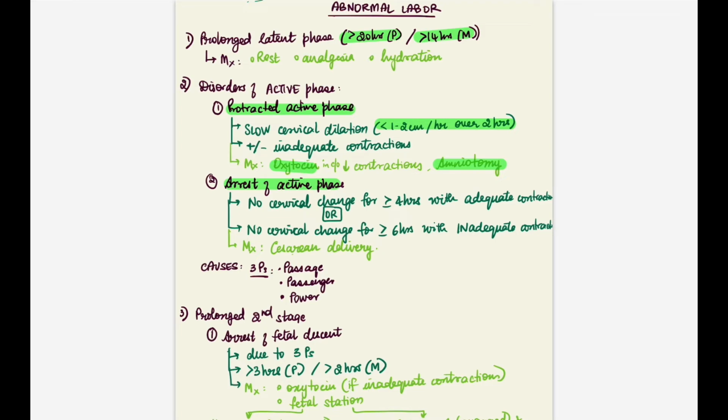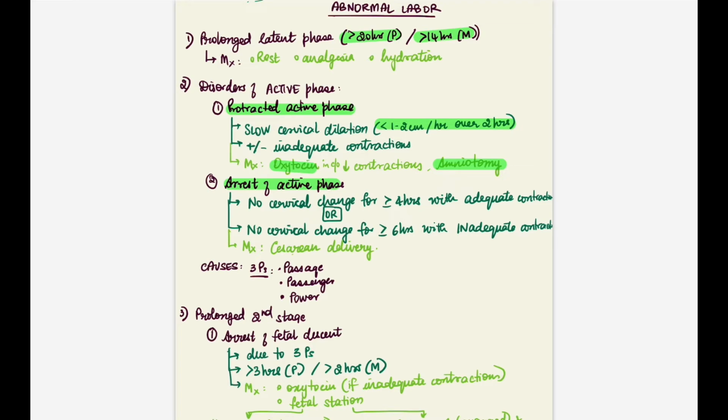Now, amniotomy is basically causing a rupture of membranes, but you have to make sure that the head has descended well and is well applied to the cervix before you do an amniotomy, because otherwise it can result in a risk of cord prolapse. So that has to be kept in mind when you do amniotomy. So the two management strategies for protracted active phase are oxytocin if the contractions are slow, and amniotomy.